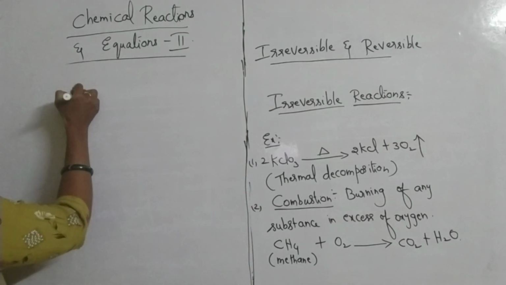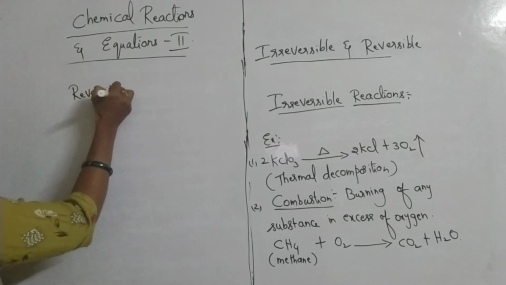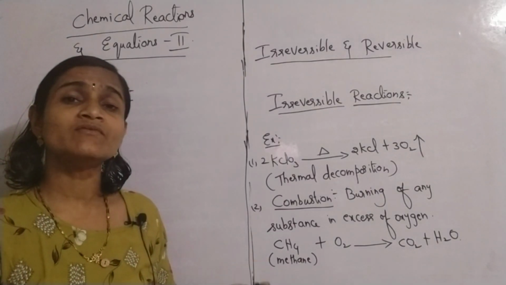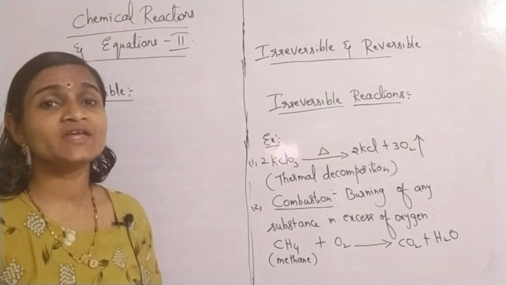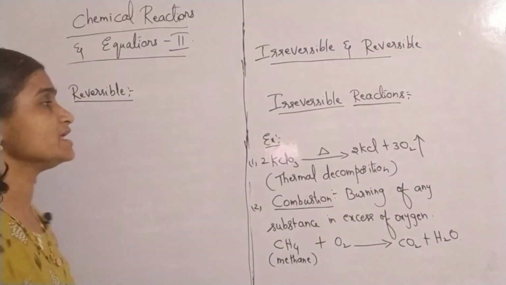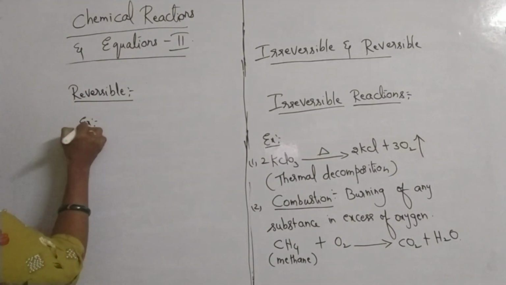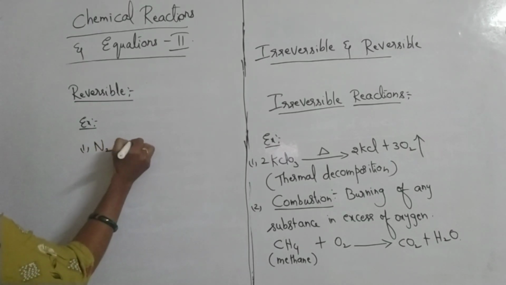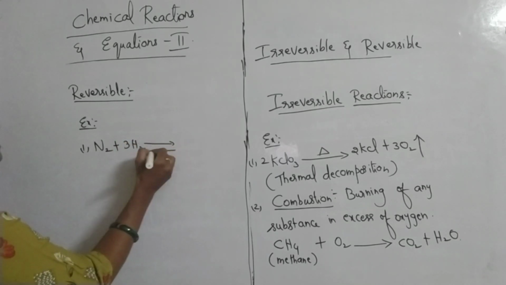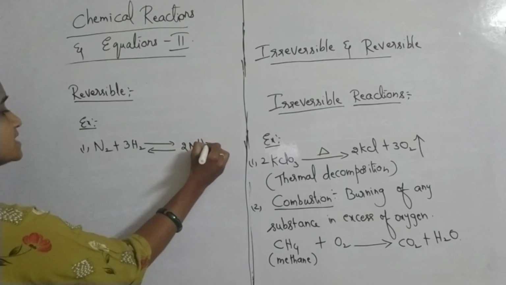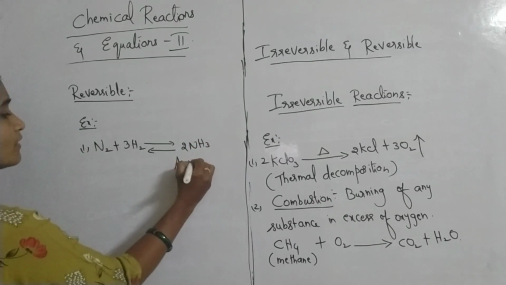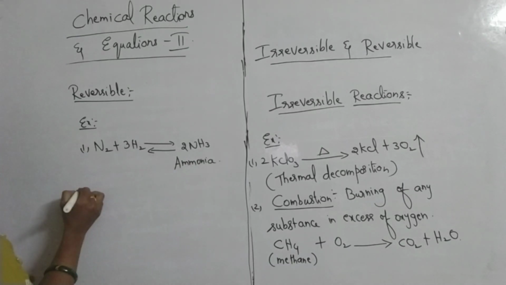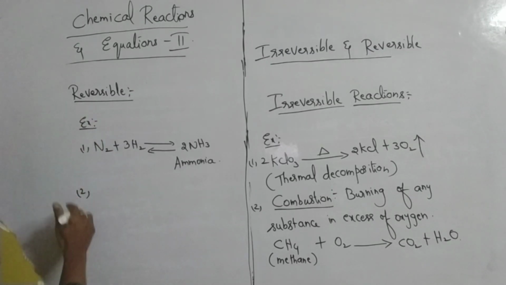And if you go for reversible reactions, reactants can be converted into products, and products also can be converted back to reactants. Such kind of reactions are called reversible reactions. Here we have to study certain examples. The first and best example is N2 plus 3H2 gives rise to 2NH3. This is the formation of ammonia by Haber's process. Synthesis of ammonia is an example of a reversible reaction.